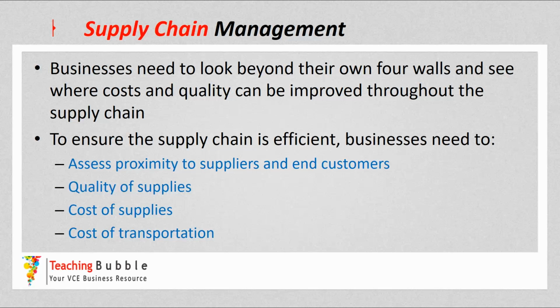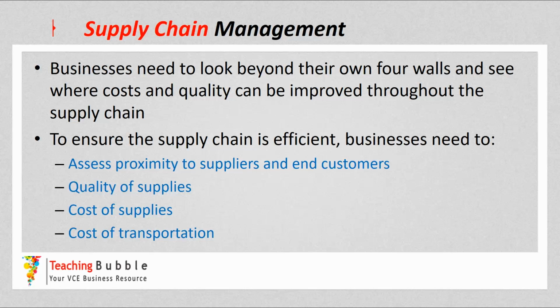The quality of the supplies, constantly looking at the quality of the materials that are being obtained. The cost of supplies, that needs to be constantly regulated, negotiated for new deals and those types of things. Also, the cost of transportation. It's a major cost to the end product. So businesses need to manage all of those key elements in order to have their supply chain operating in the most efficient manner.